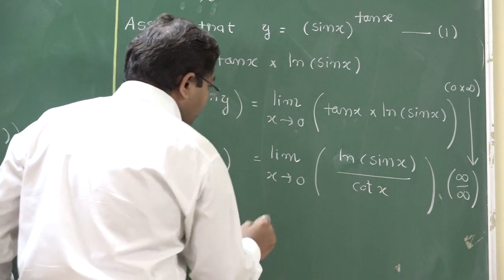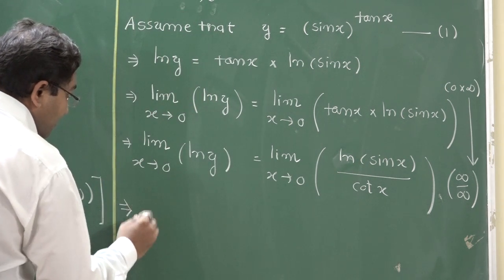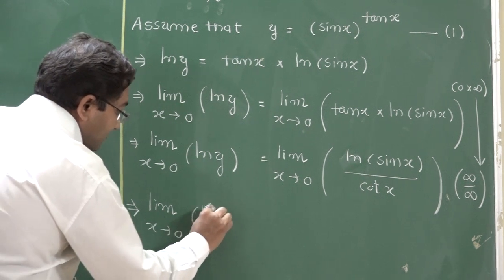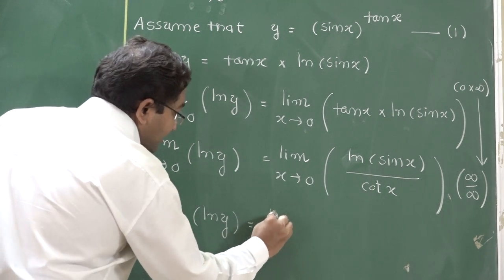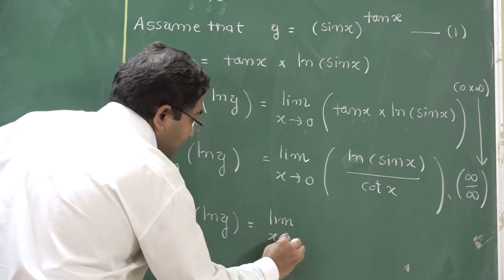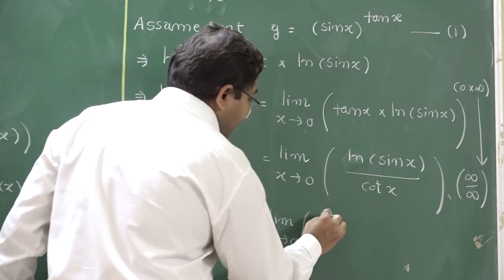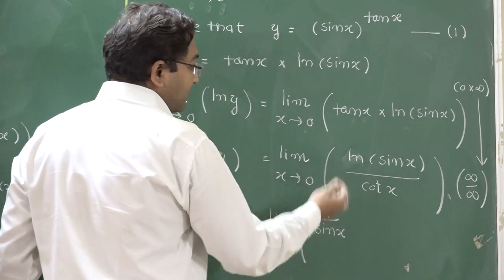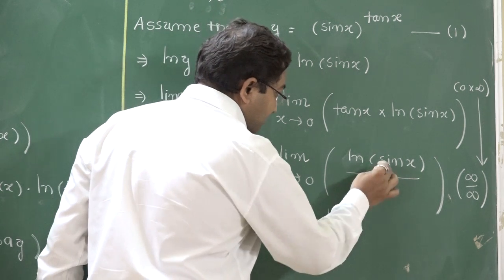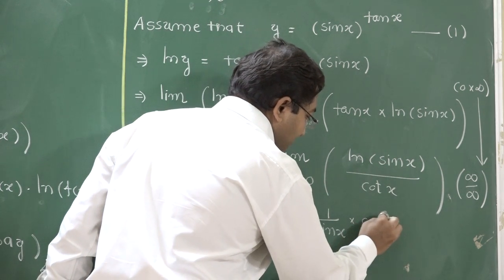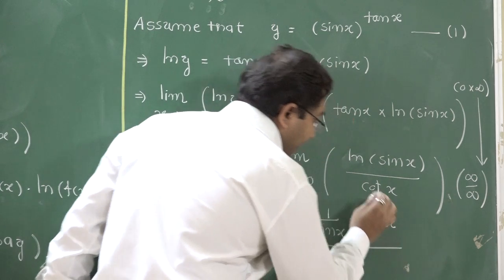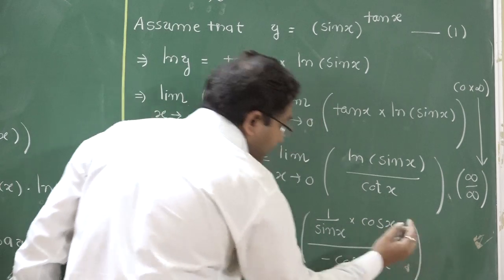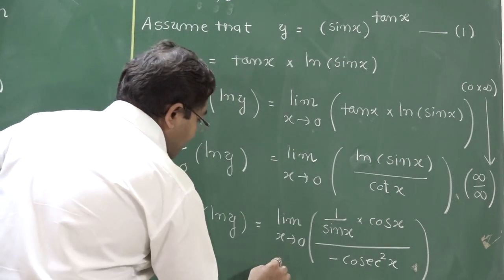And according to L'Hospital rule, limit x tends to 0 ln y equals limit x tends to 0 of the differentiation of the numerator, which is 1 upon sin x, since the derivative of log y is 1 upon y into the derivative of y, so the derivative of sin x is cos x, upon the derivative of cot x, which is nothing but minus cosec square x. Done?